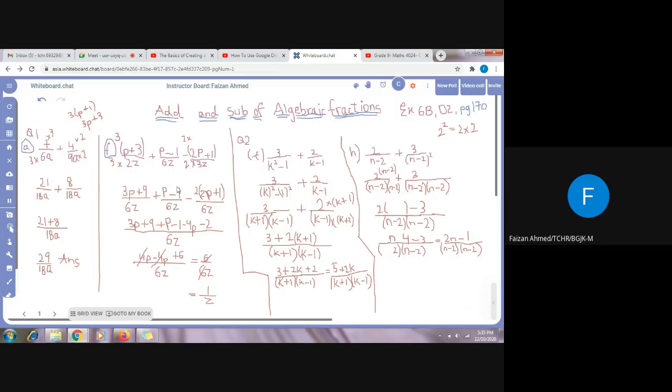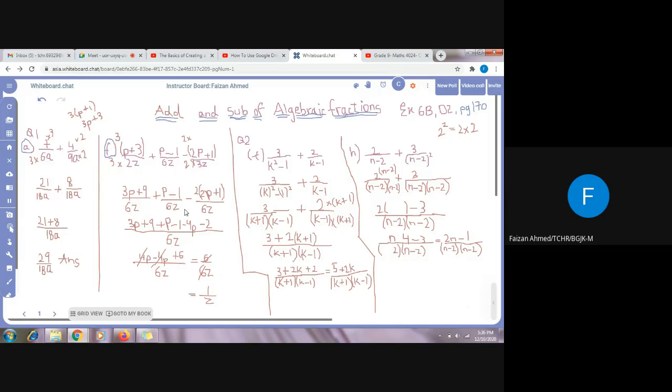1 upon 6z, then a negative sign, and since I have to make 3z 6z, I have to multiply it with 2. Since I am multiplying the denominator with the 2, I have to multiply the numerator with the 2 as well. So this will be 2 bracket 2p plus 1 upon 6z. There is a negative sign outside the bracket, so we have to be careful about this sign.